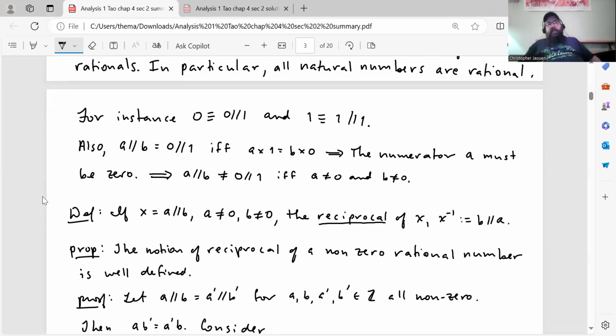All right, so for instance, 0 will be identified with 0//1, and 1 will be identified with the equivalence class 1//1. Also, A//B is equal to 0//1 if and only if A times 1 equals B times 0, which implies the numerator A must be 0. That implies that A//B is not 0//1 if and only if A is not 0 and B is not 0.